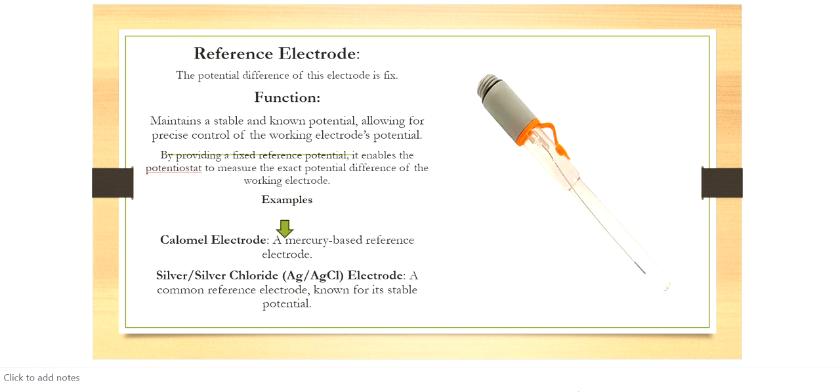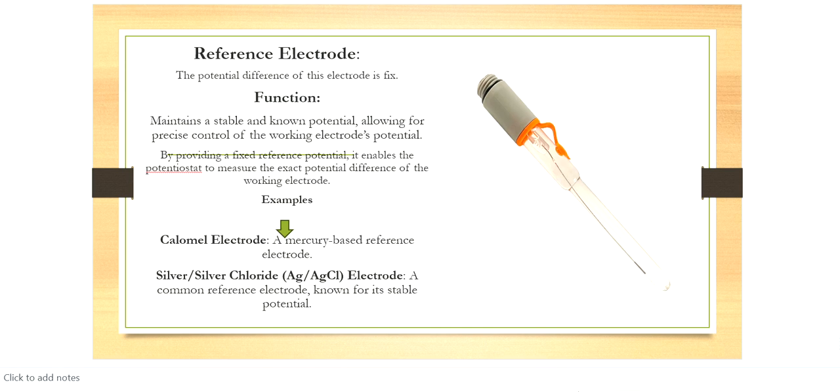the reference electrode. The reference electrode is the electrode which is used to measure the potential of the working electrode. And here the potential of this electrode is fixed. The main function of this electrode is to maintain a stable and known potential, allowing for precise control of the working electrode's potential. By providing a fixed reference potential, it enables the potentiostat to measure the exact potential difference of the working electrode. Examples of this electrode are the calomel electrode, mercury-based reference electrodes, and silver/silver chloride electrodes.